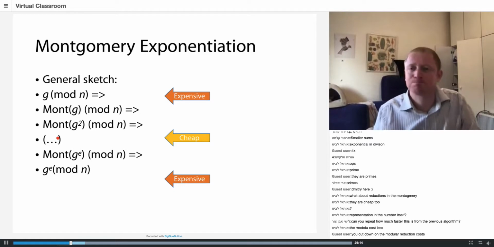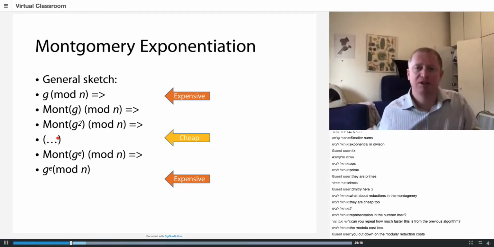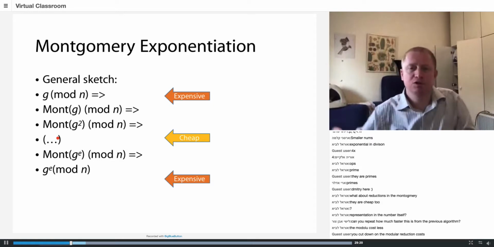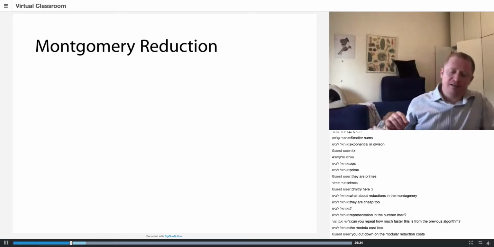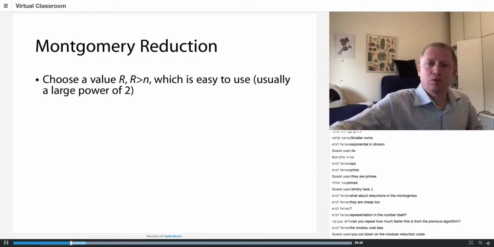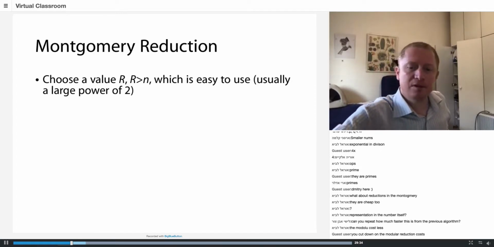I'll show you. So how do I do Montgomery reduction? So the first thing I need to do is I have to get another variable to work with, and this variable is R. So I'm moving back to the shared notes. So I'm going to do Montgomery. Let's put this down.